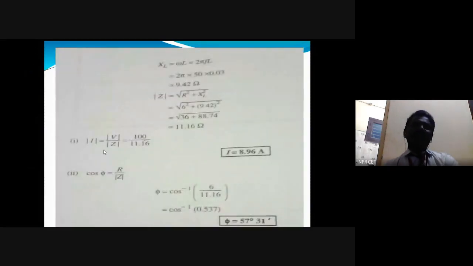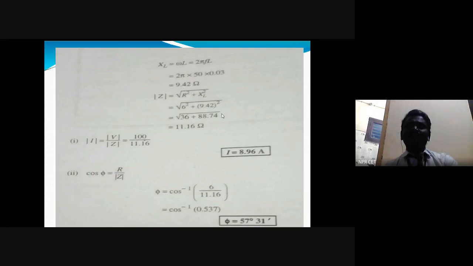First, we have to calculate the current in the AC circuit. The two elements are resistance and inductance, R and L. So we calculate the current using Ohm's law, I equal to V by Z, where V is the input voltage and Z is the impedance. The impedance is the square root of R square plus XL square, where R is the resistance and XL is the inductive reactance. The inductive reactance XL is equal to omega L, where omega is 2 pi F, F is the supply frequency and L is the inductance. After substituting these values, you get the XL value.